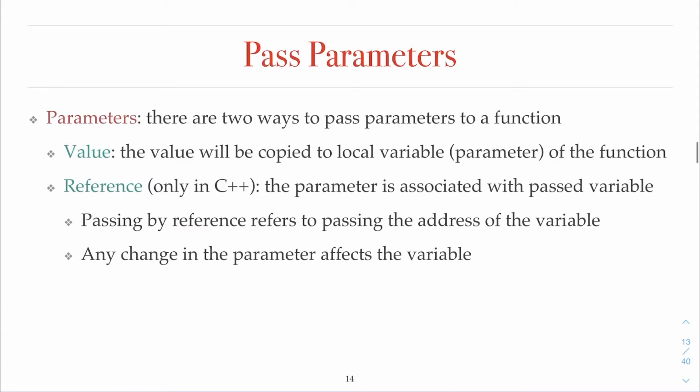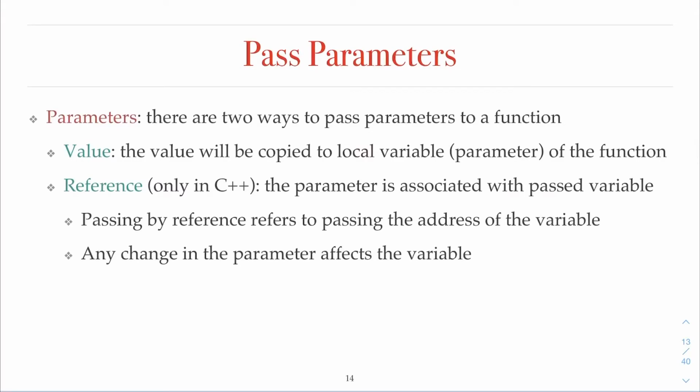Now talking about parameters, we have several ways to pass the parameters, but every programming language may try to restrict some methods of passing values. Let's say in C and C++, they provide you two ways to pass the parameter. One way is passing by value, and the other way is passing by reference.